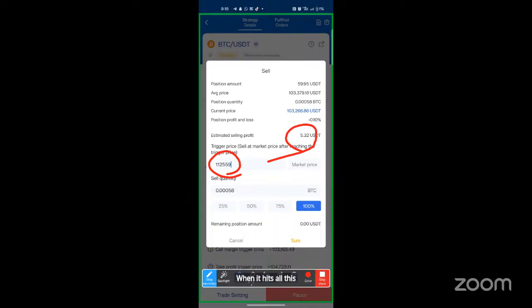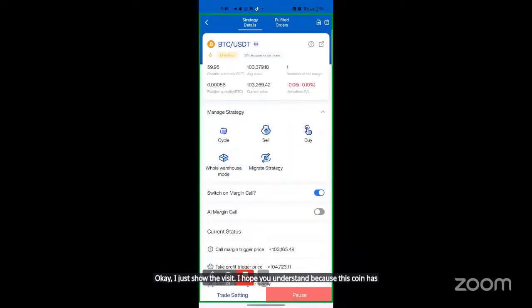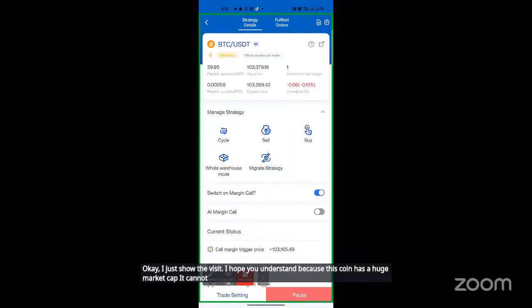I just wish you all the best. I hope you understand, because this coin has a huge market cap. It cannot change my life. Am I creating understanding? It has a lot of money. Someone says no sound. But the sound is on. Then these are network issues. The sound is on.